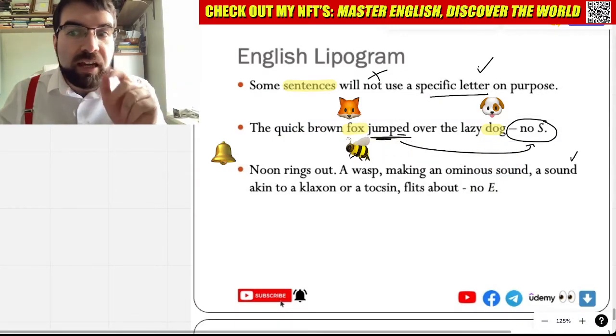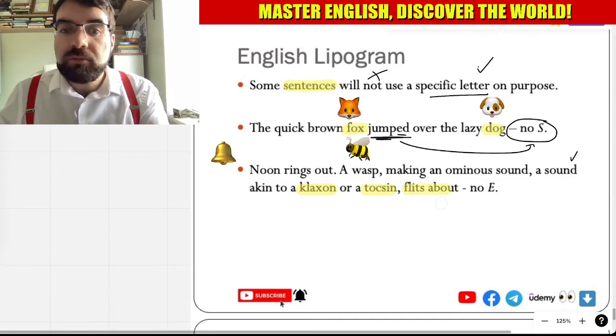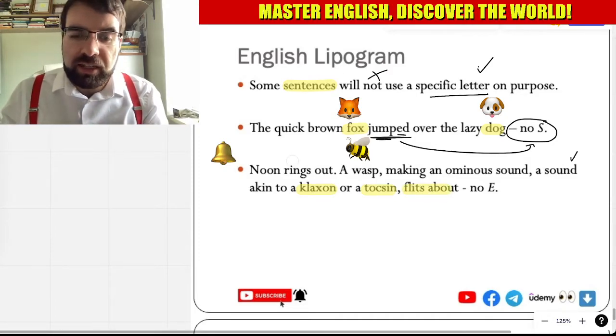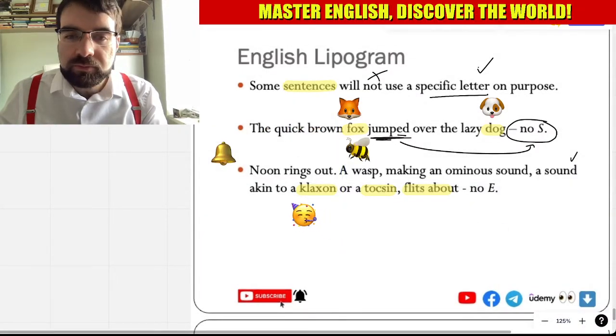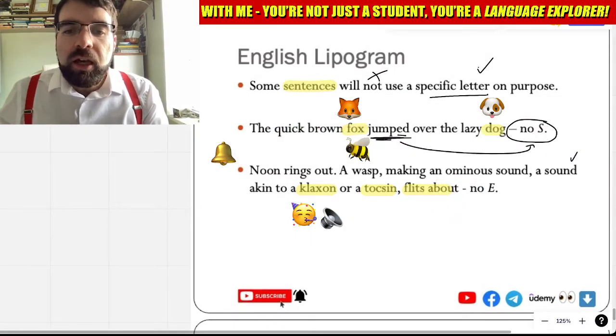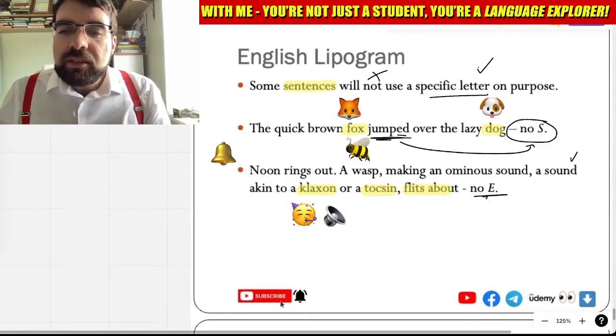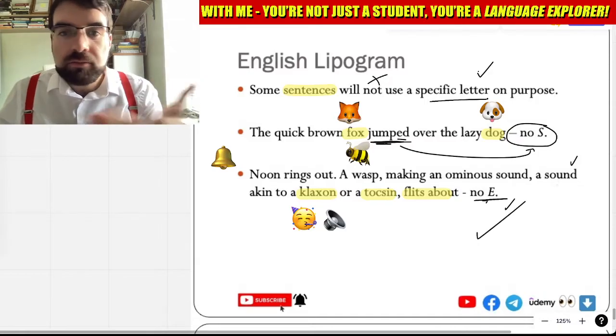Making an ominous sound. A sound akin to a klaxon or a tocsin flits about. Yeah, klaxon. What's a klaxon? Okay, it's like a horn. Like this in a way. Here we are. There we are. But look, the sentence has no E in it. A-E, E elephant, no E.